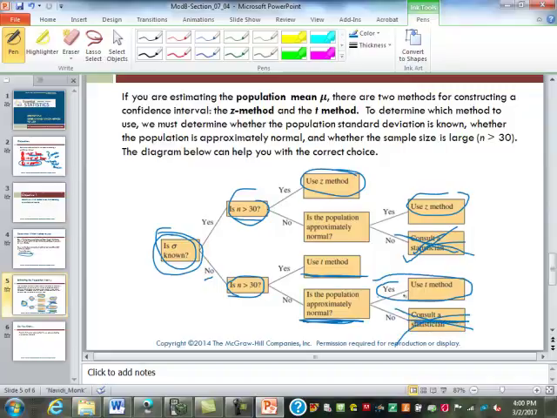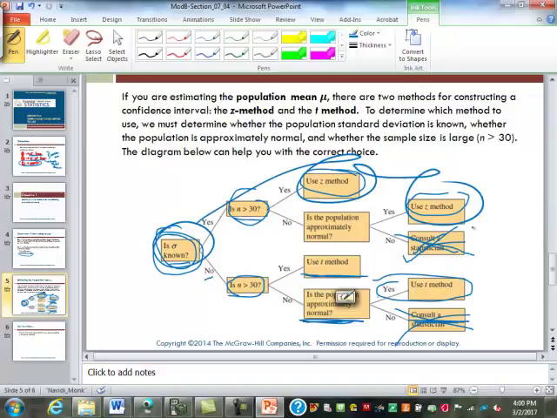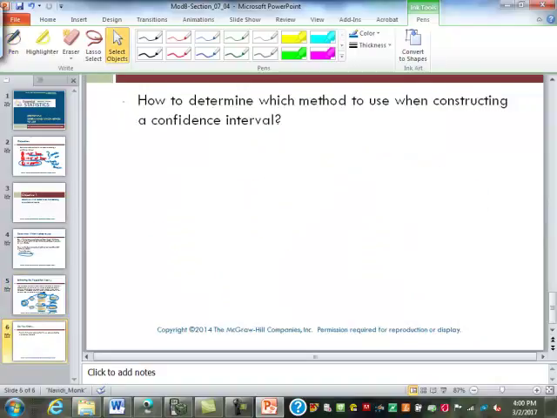So basically, if the population is not approximately normal, the sample size better be bigger than 30, or we can't do it, no matter what. The biggest thing is, if we know the standard deviation of the population, we're looking at the z method. If we don't know it, we're looking at the t method. Again, the only exception to those is if the sample size is less than 30 and the population is not normal, then we can't do it at all with our methods. So that's basically it.